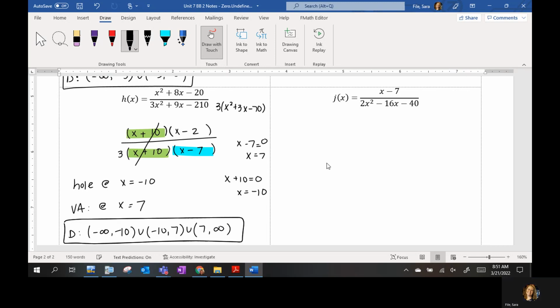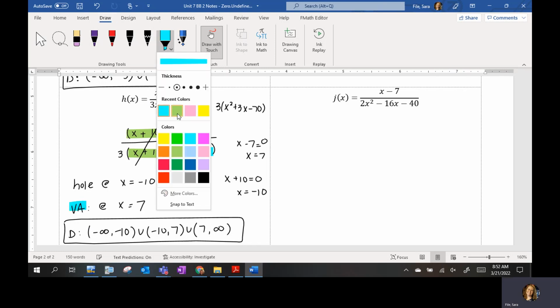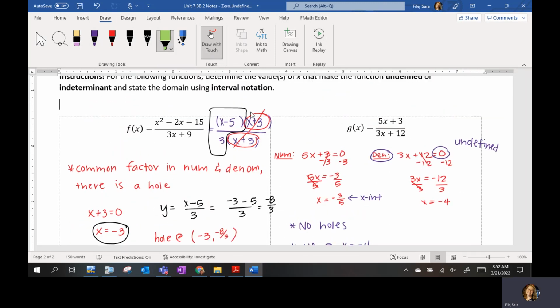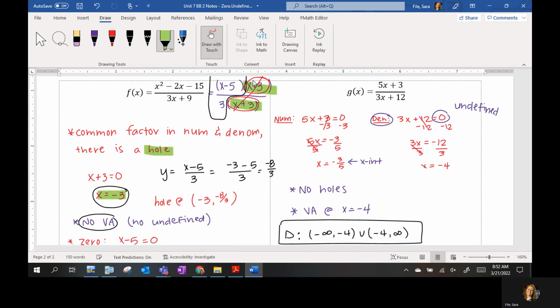Okay, I'm going to go back here and do some color coding for y'all here. So these were common factors, so there was a hole. Okay, there was no denominator factor besides that, so there was no vertical asymptote.